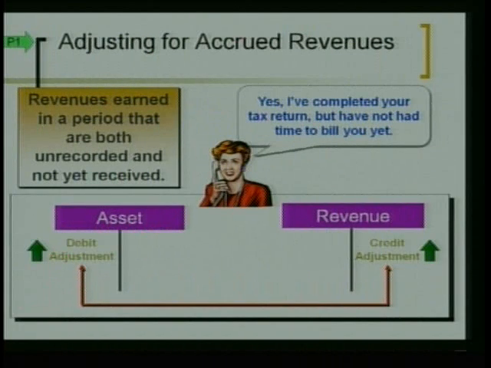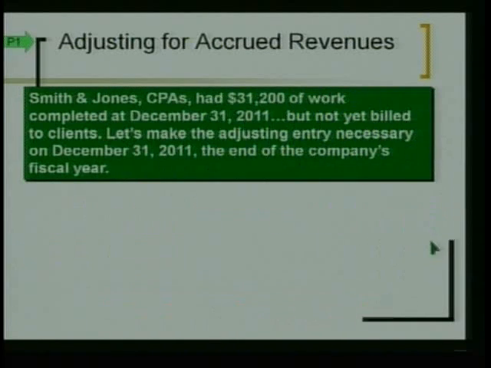Last category, this is accrued revenues. This is the opposite. This is when we've earned revenues. We're not going to receive it early, but we need to at least book it. Let's look at an example.